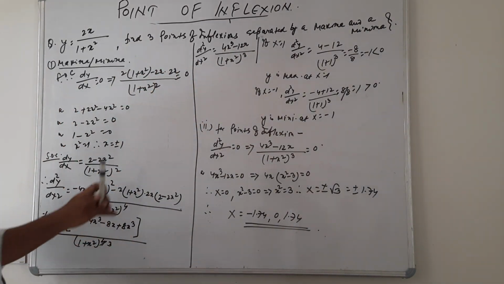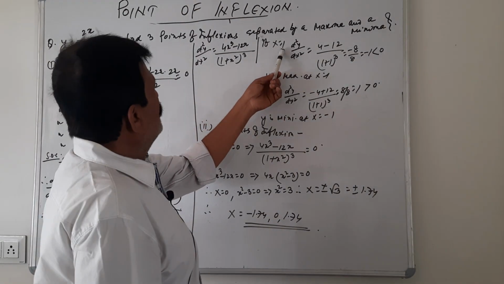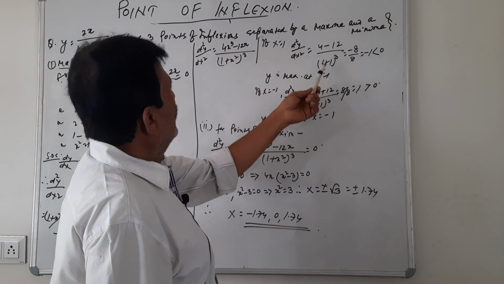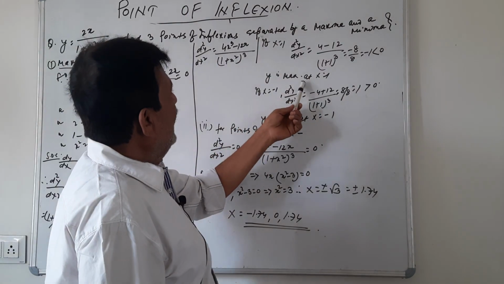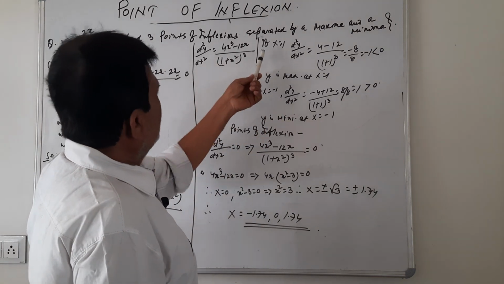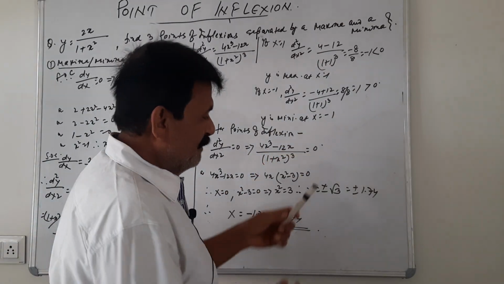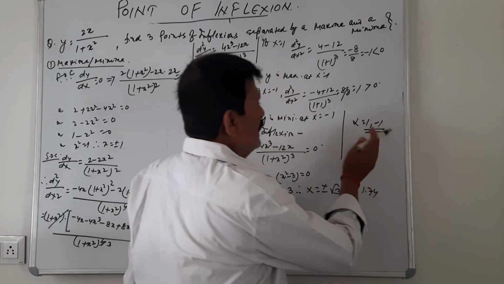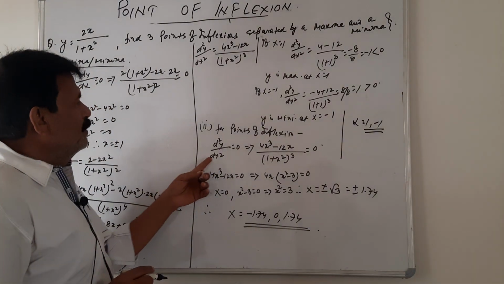Now we substitute these 2 values of x, plus 1 and minus 1, and let us see what happens. If x is plus 1, then this second derivative becomes 4 minus 12 by 1 plus 1 cube, so minus 8 by 8, which is minus 1, negative. So this function is maximum at x equals plus 1. Now if x is minus 1, the second derivative becomes plus 1, positive, so y is minimum at x equals minus 1. So at these 2 values of x, plus 1 and minus 1, we have a point of maxima and minima.